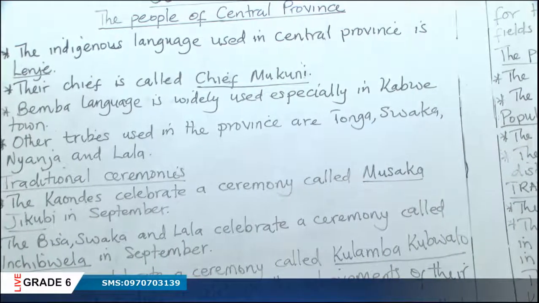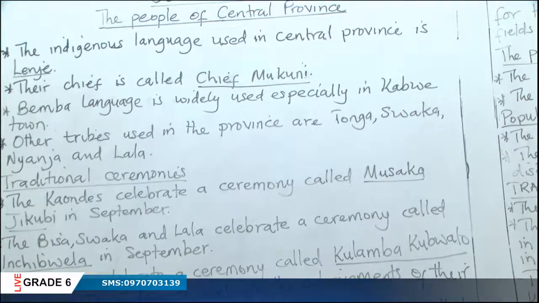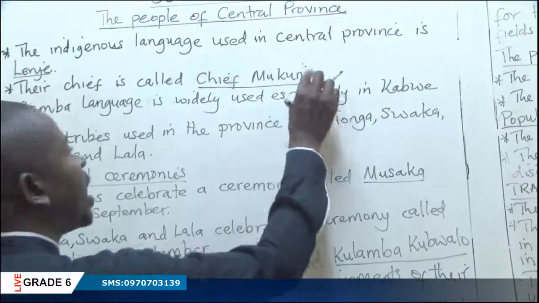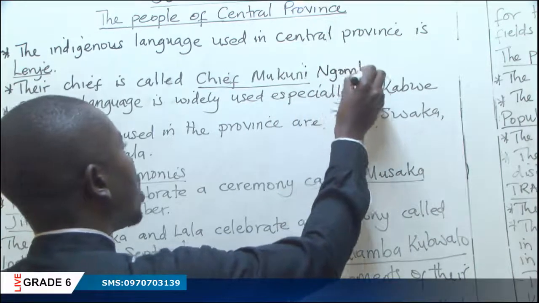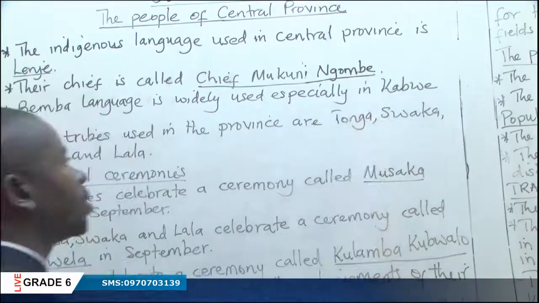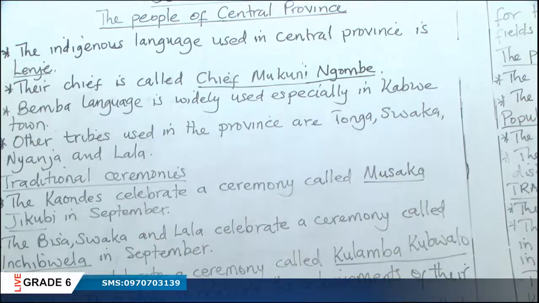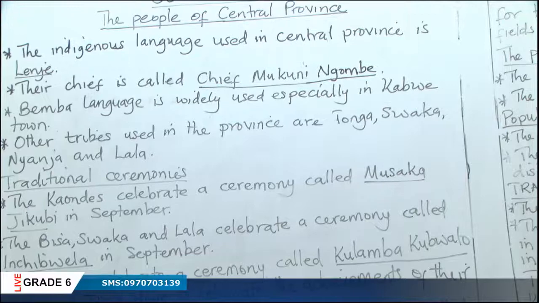The chief of the Lenje is called Chief Mukuni Ngombe. So in case you've missed, boys and girls, the chief of the Lenje is called Chief Mukuni Ngombe.